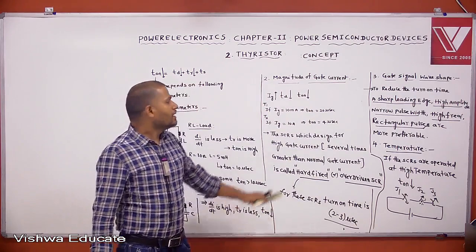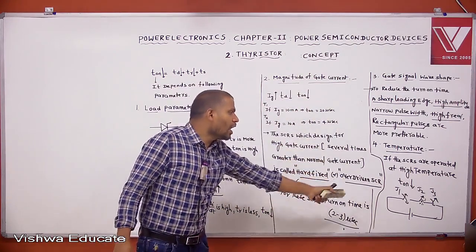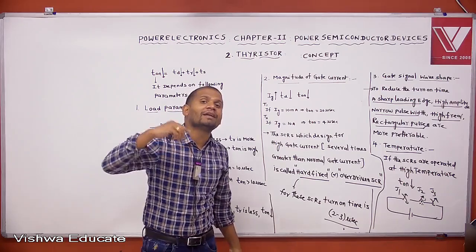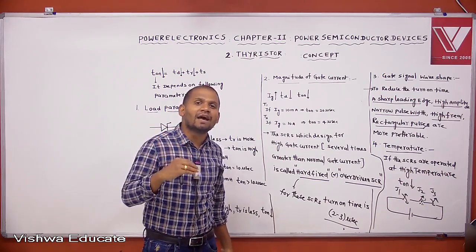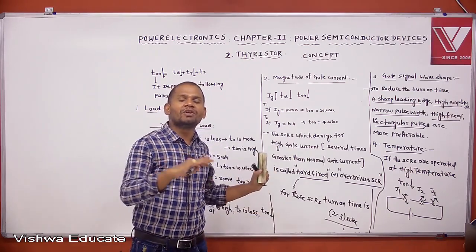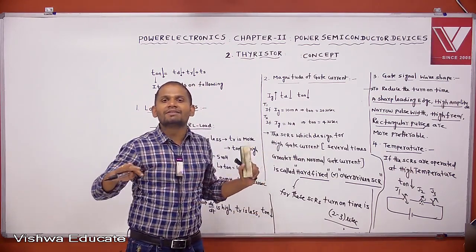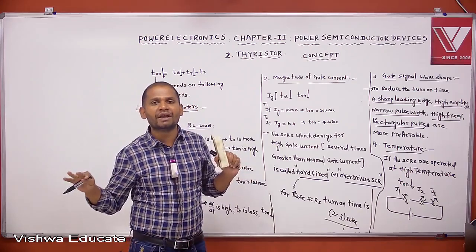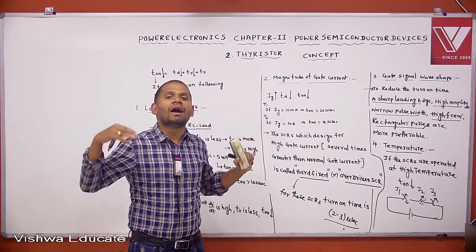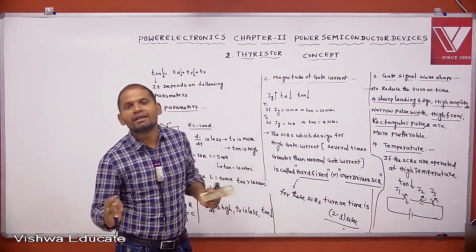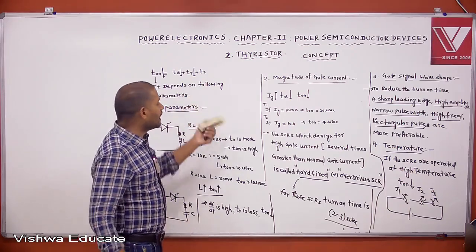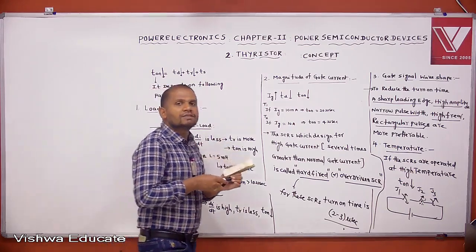Clear? This is exactly how it depends on the temperature. The SCR which operates at high temperature has less turn on time. For example, one SCR is operated at 25 degrees centigrade, another SCR at 50 degrees centigrade. Then which SCR has less turn on time? The SCR operated at high temperature has less turn on time.